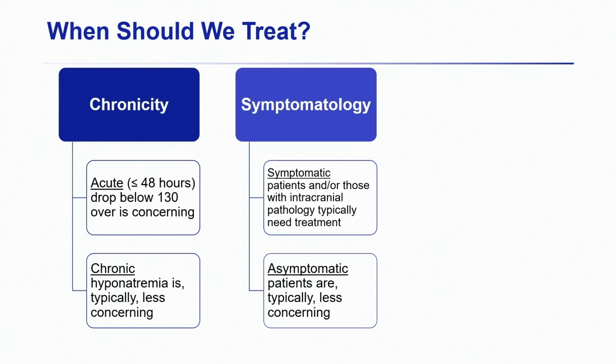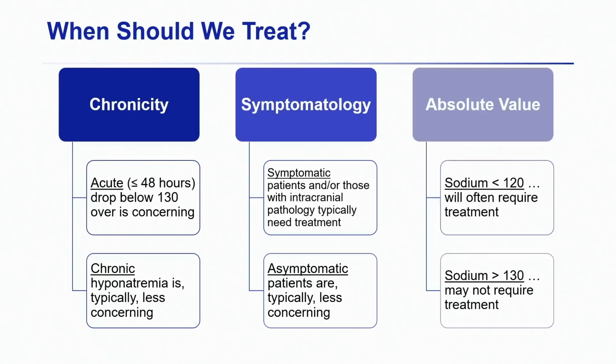That would be problematic. That suggests that maybe we need to do something about the hyponatremia. The third thing, and this is maybe the weakest of the 3 heuristics, is how low the sodium is. Generally speaking, with a sodium of 130 or greater, we typically don't need to do anything about it. Those patients are typically not going to be symptomatic, whereas patients with a serum sodium of less than 120 almost universally are going to be symptomatic from that, even if it's chronic. And so in those patients, we may need to think about doing something about it.